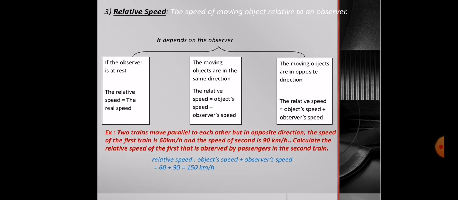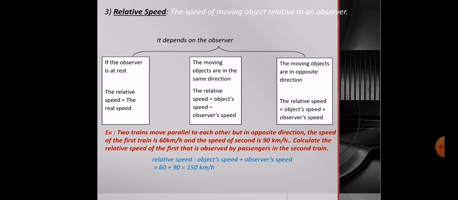Okay? The last type of speed is relative speed. Relative speed is the speed of a moving object relative to another observer. Like I said before, relative means related to another observer. In this case, it depends on the observer. The observer may be at rest. In this case, relative speed will equal the real speed. When the observer is at rest, the relative speed equals the real speed.